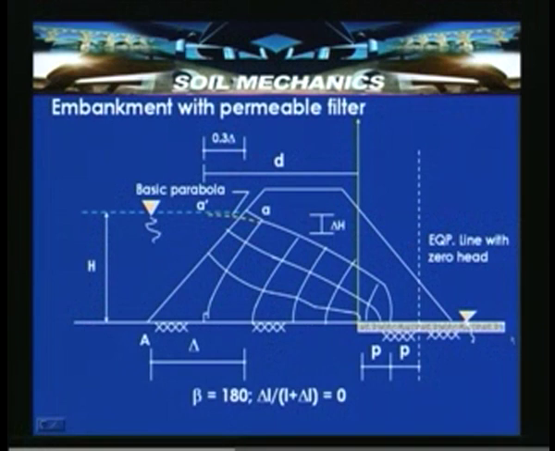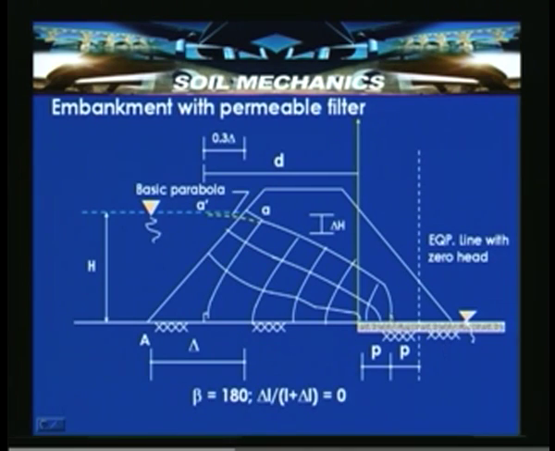In this particular slide, if you see, there is an embankment with a permeable filter resting here. What you see is a rock toe, a rock filter, which has been placed at the toe of the dam. So, this particular line qualifies as an equipotential line with zero head. If this happens to be the datum, then here is the equipotential line with zero head. So, this is the cross section of the dam which we constructed.